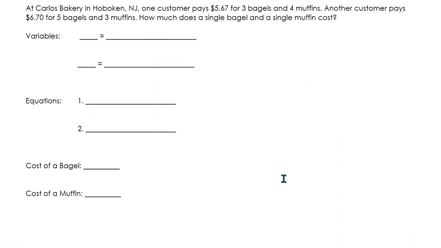All right, now we're going to look at another question. At Carlo's Bakery in Hoboken, New Jersey, one customer pays $5.67 for 3 bagels and 4 muffins. Another customer pays $6.70 for 5 bagels and 3 muffins. We want to know how much does a single bagel and a single muffin cost.